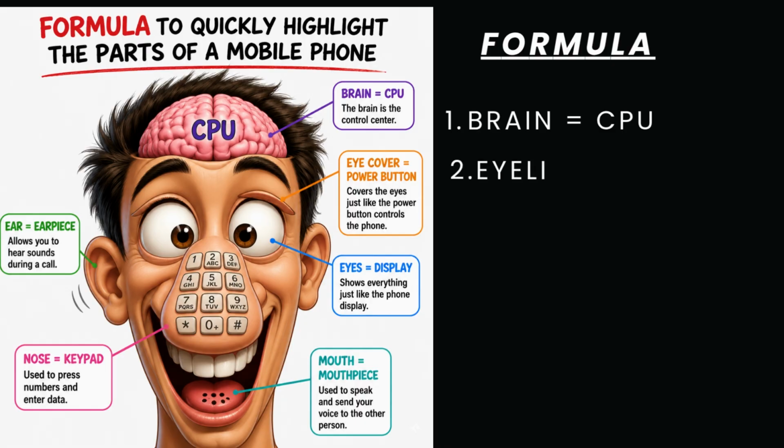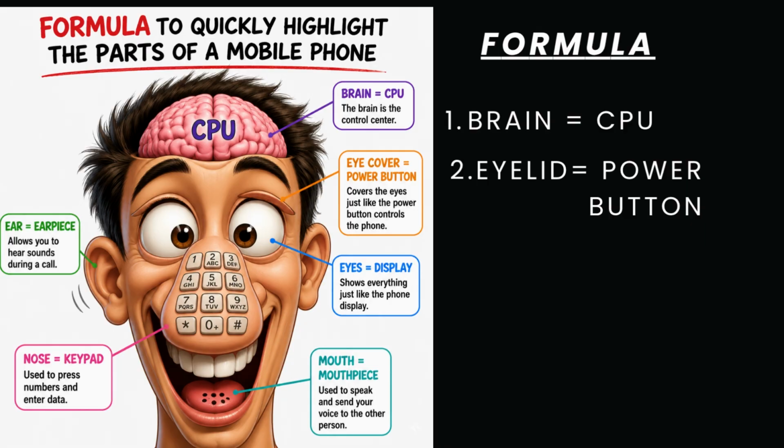Number 2. The eyelids are the power button. Now look at the eyelids. When you close your eyelids, your eyes stop seeing. When you open them, you can see again. The power button works almost the same way. It switches the phone off and switches it back on. So remember, eyelids equal power button.